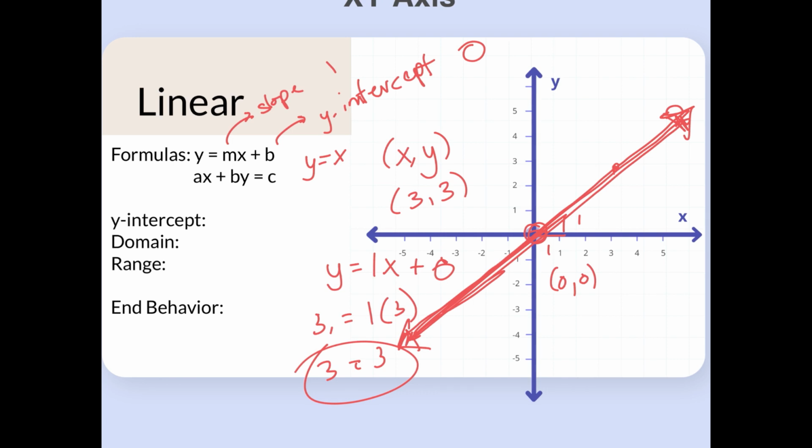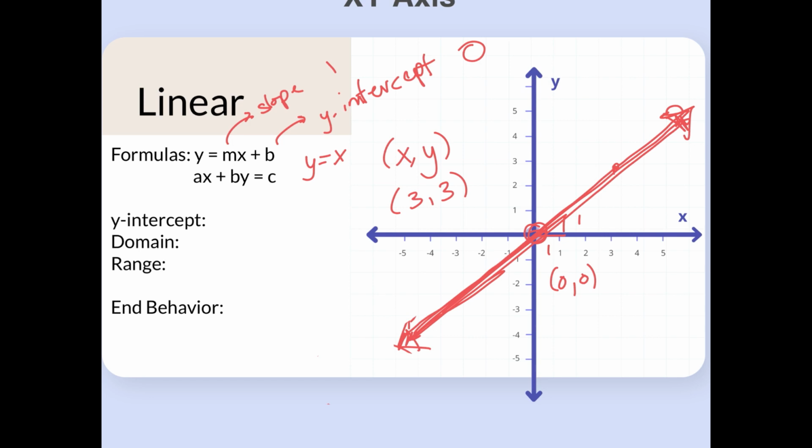Same thing if you have a piece of information that is missing within your formula, you could take a look at your graph, plug in the coordinate that you have or that was given to you, and then once you plug that in, you can solve for the remaining variable if there's a variable remaining. So let's fill in some of these other details that we have here on the board.